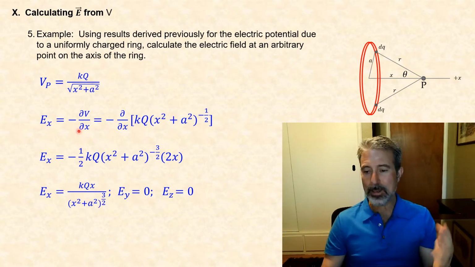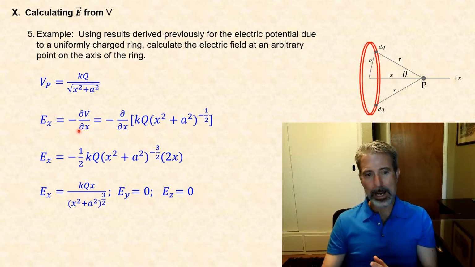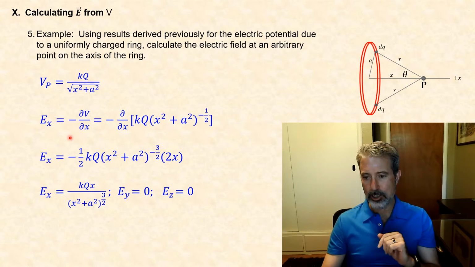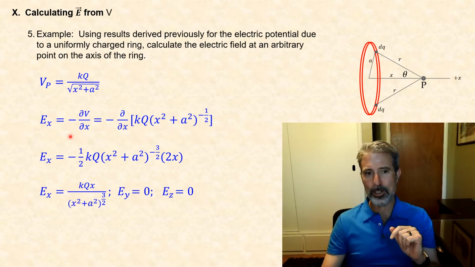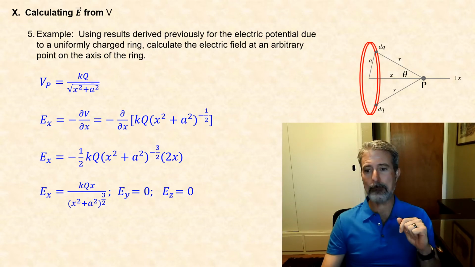To go from field to potential, we have to integrate. To go from potential to field, we have to differentiate, in this case partial differentiate. And don't forget, in both cases, you've got that negative sign.